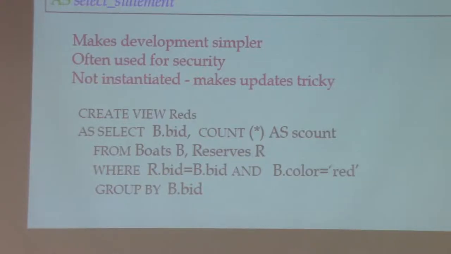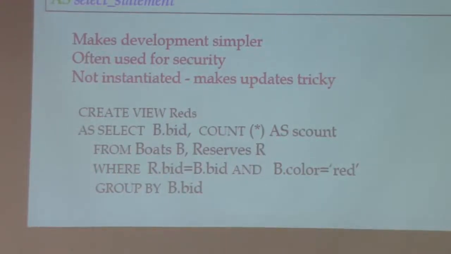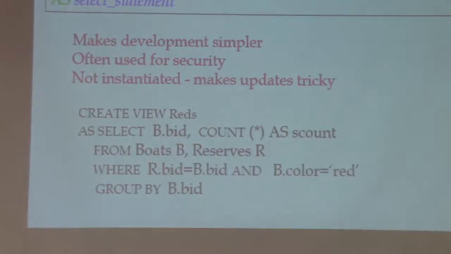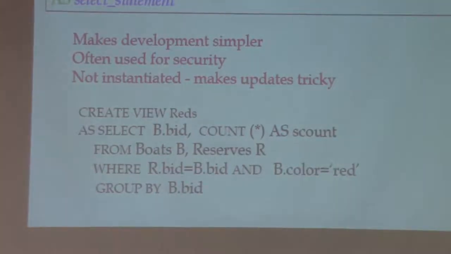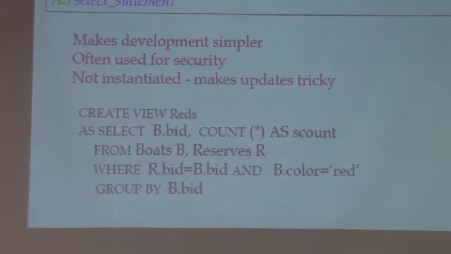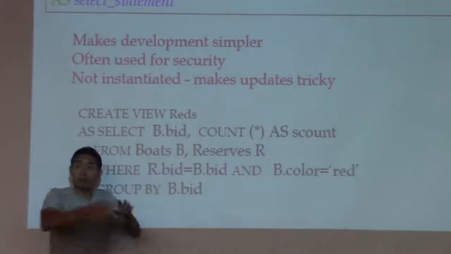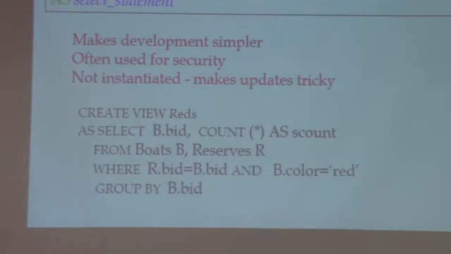But suppose you want to do this on a daily basis. Every single day, I want to get an update on the number of reservations you have on my red color boats. So if you were to do this, what you have to do is type this SQL query every single day. Right? Type this SQL query every single day. And so you realize some shortcut, right? What you can do is type this once, saving a text file. Tomorrow you just Control C, Control V.